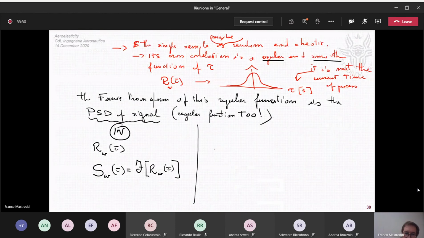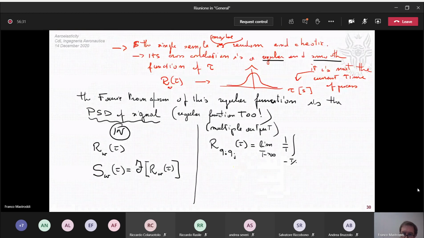And in output, we have the correlation between any, attention please here, any modal coordinate. We have a multiple output here. Attention please. And therefore, when we consider the correlation in the multiple output, we have to consider the correlation of each component of the output with itself and the other ones. So we have a matrix of correlation, R Qi Qj, function of time, defined as the limit for T going to infinity of 1 over T, integral from minus T by 2 to plus T by 2. And then we have to correlate the generic i-th modal coordinate in time with itself or eventually the other one, j, Qj of t plus tau, in dt.